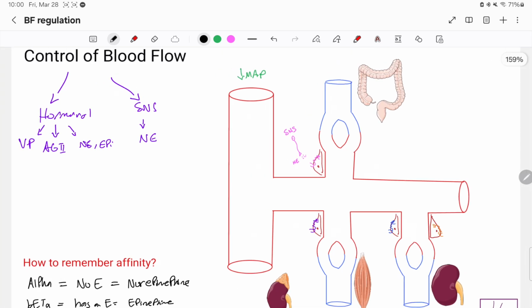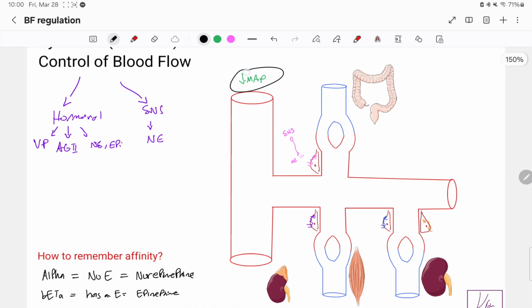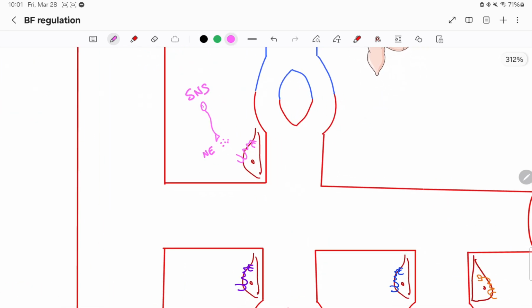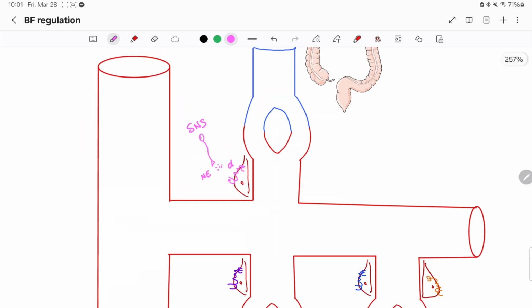Now, let's get back to our discussion. I said that if you start with a low mean arterial pressure, okay, let's do that in this scenario. My body can sense that and it will increase sympathetic nervous system activity. And if we increase the sympathetic nervous system activity, you know what we do? We end up binding this neurotransmitter norepinephrine to the alpha adrenergic receptor on the smooth muscle cells of arterioles.